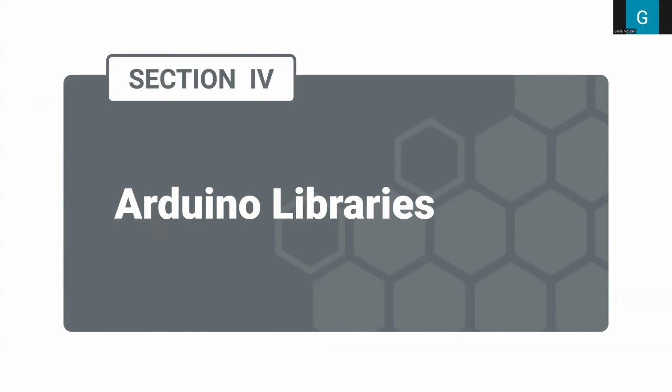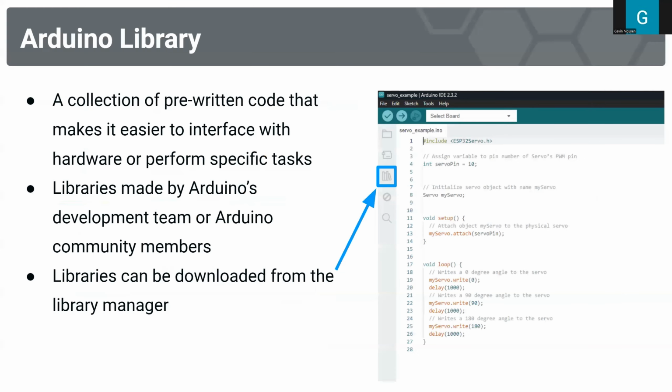So now we're going to get into Arduino libraries. An Arduino library is a collection of pre-written code that makes it easier to interface with hardware or perform specific tasks. These libraries are made by either Arduino's development team or just community members of Arduino. And these libraries can be downloaded from the library manager. It's going to be that book icon that you see on the left toolbar side.